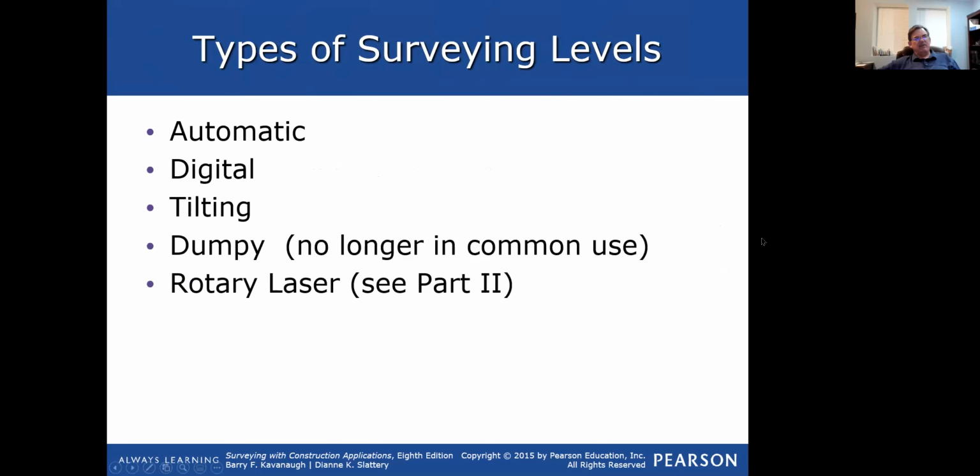These are the types of levels that are used now. Tilting, I don't see many people using a tilting level. You can use a total station today, and that would accomplish the purpose or effect of a tilting level. But if you had a total station, you probably wouldn't use a level rod with it.